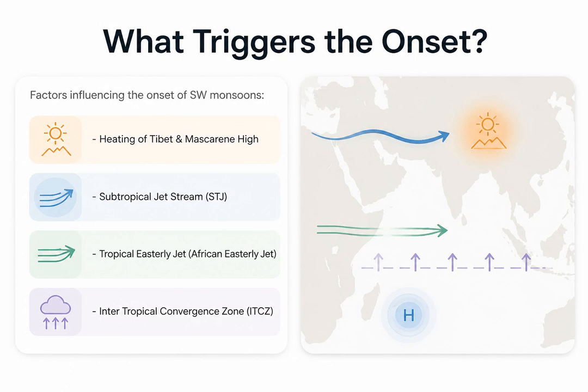Having the pressure difference isn't enough to start the rain. Several factors influence the actual onset or arrival of the southwest monsoon. Along with the Tibetan low and the Mascarene high, the timing is heavily controlled by upper air circulation, specifically the northward shift of the subtropical jet stream, the formation of the tropical easterly jet, and the northward migration of the intertropical convergence zone, or ITCZ. We will explore exactly how these mechanisms interact shortly.